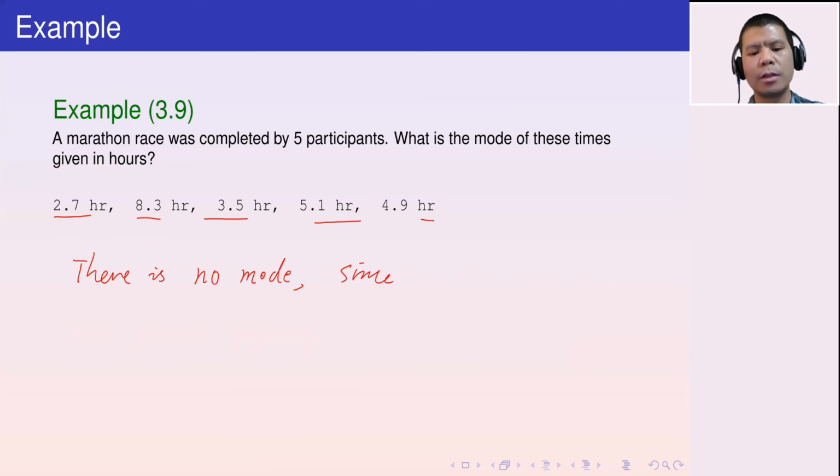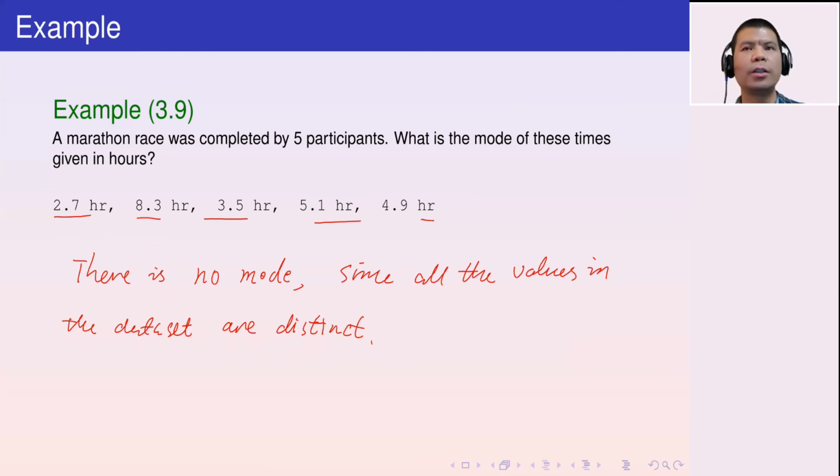Since all the values in the dataset are distinct from each other, there's no repetition here. So therefore, by definition, we know that there's no mode. Okay, there's no mode in this case.